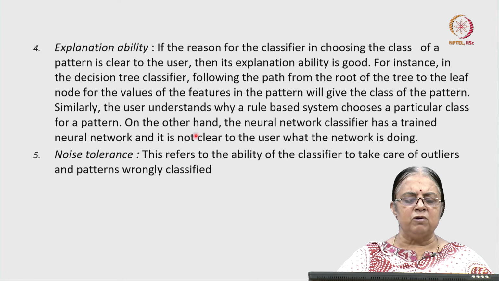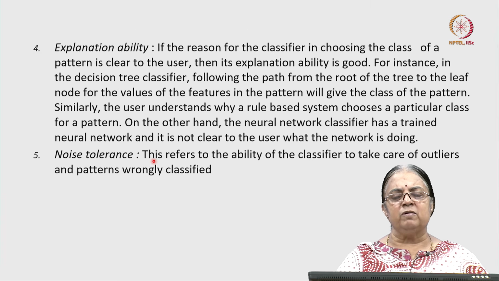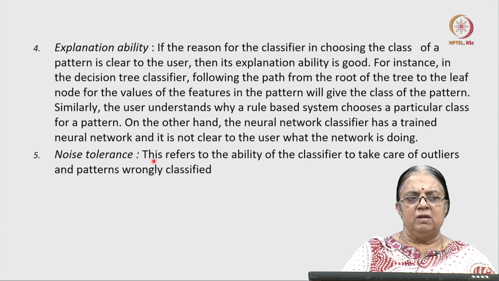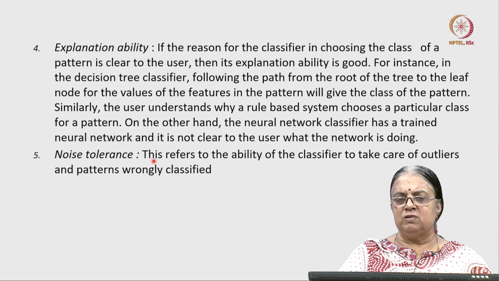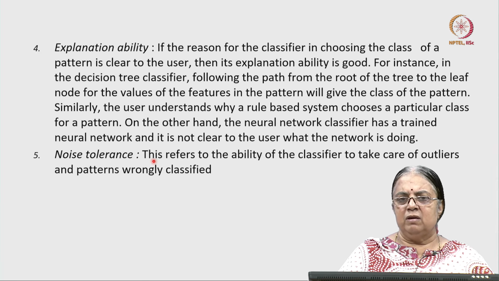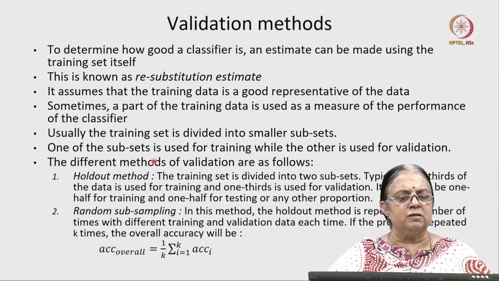And the fifth one is noise tolerance. Suppose there are outliers, which means patterns which are not typical to the class, but they are appearing at the border of the class. So, how does it take care of that? And also, if you have patterns which have been classified wrongly. So, these things, have they been taken care of or not? That is what you have to see.